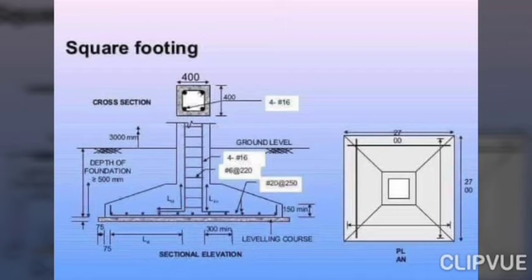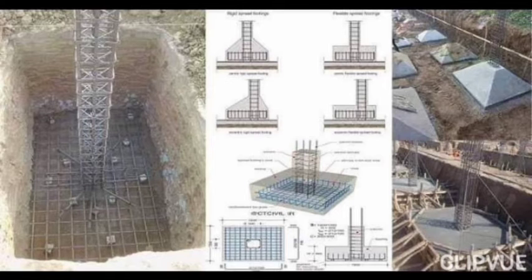Square footing. So in the given diagram we can see the top view of a square footing and the sectional elevation of a square footing, where the cross section is being mentioned, the ground level, the leveling codes and the depth of foundation is also maintained. So in the given diagram we can see the different photos of square footing.